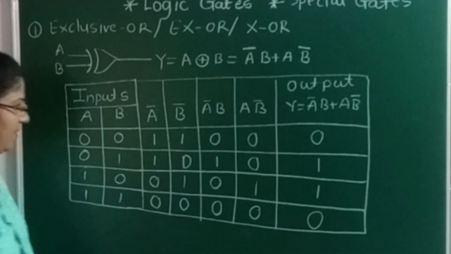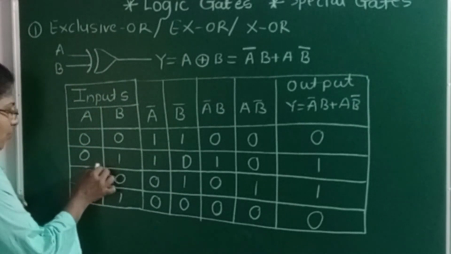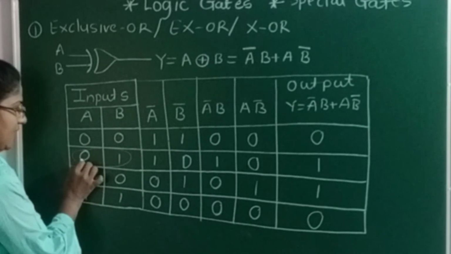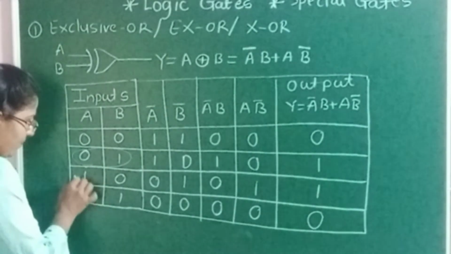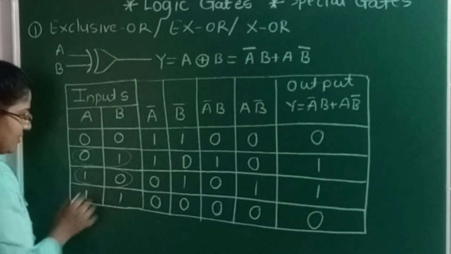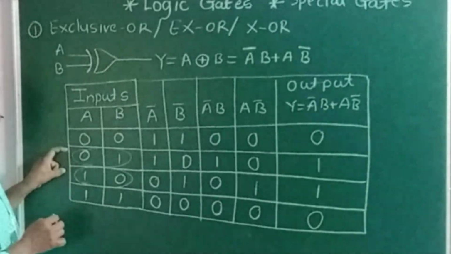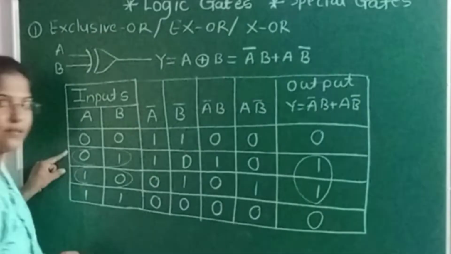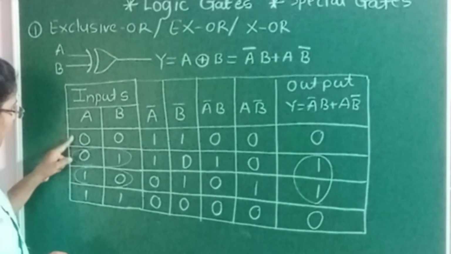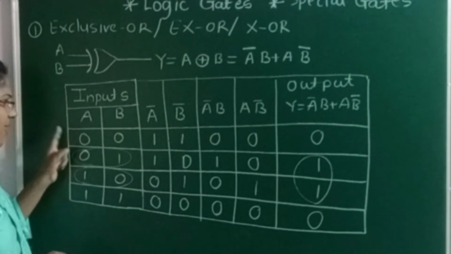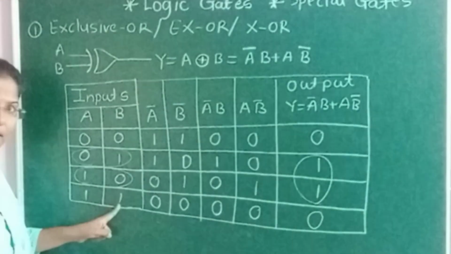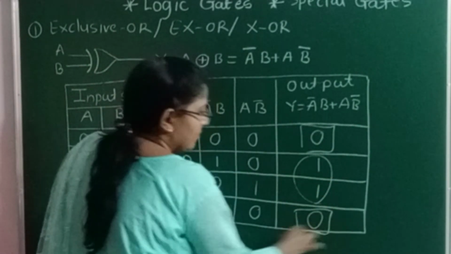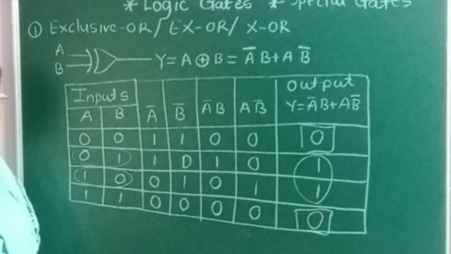Now you can see whenever the two input combinations are different, A and B, here A is 0, B is 1. Here A is 1 and B is 0. That time only I am getting the output as 1. But whenever two inputs are the same, it could be either 0, 0 or 1, 1, that time the output is 0. So this is how you can remember.